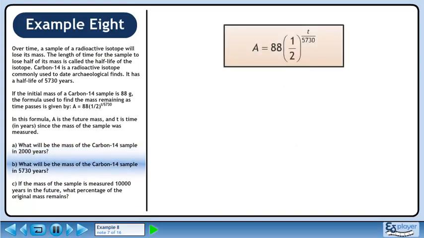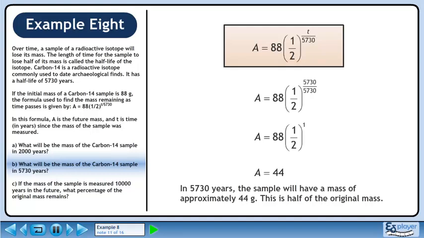In part B, what will be the mass of the carbon-14 sample in 5,730 years? Plug in 5,730 for the elapsed time. 5,730 divided by 5,730 evaluates to 1. This gives us a result of 44. In 5,730 years, the sample will have a mass of approximately 44 grams. This is half of the original mass.